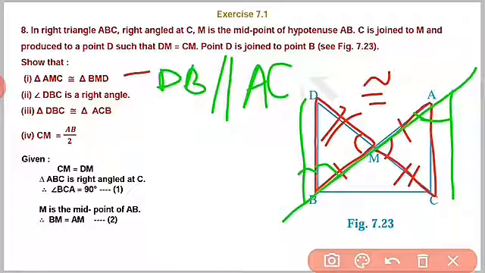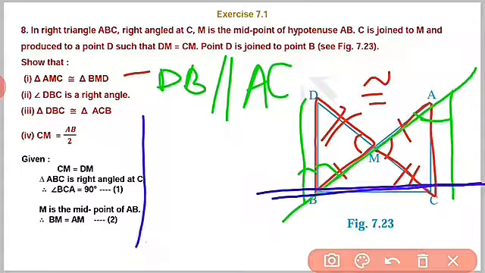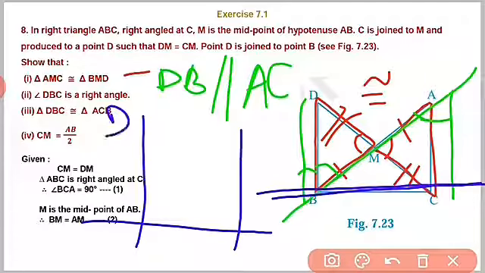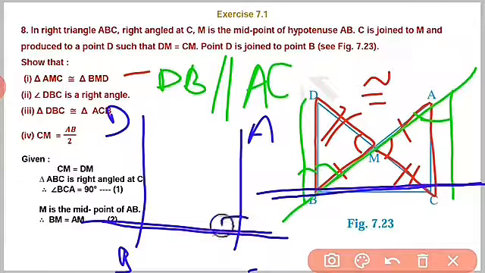Since DB is parallel to AC and BC can be considered as a transversal, so DB parallel to AC, here it is DB, it is AC, and BC is forming a transversal, and we can see that angle ACB and angle DBC are co-interior angles, that is angles on the same side of a transversal, so their sum will be equal to 180 degrees. Let us understand more clearly.